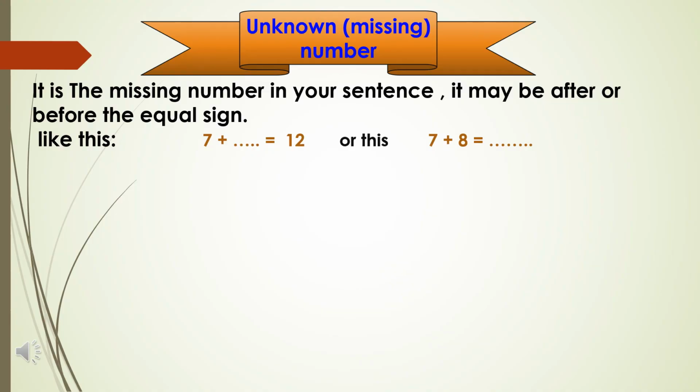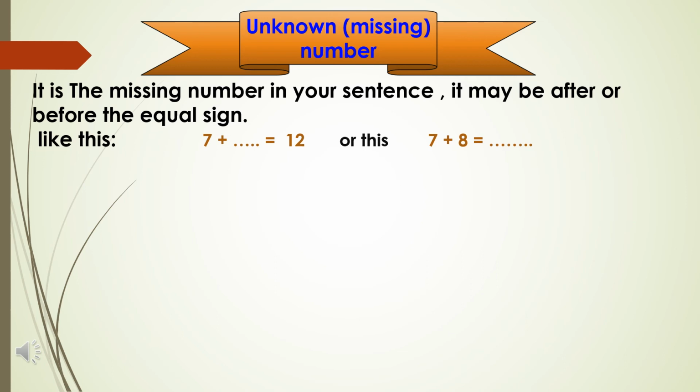Now let's move to a new lesson, which is unknown or missing number. Missing number is the number we don't know in the addition or subtraction sentence. We want to find it. The missing number may be after the equal sign or before the equal sign.